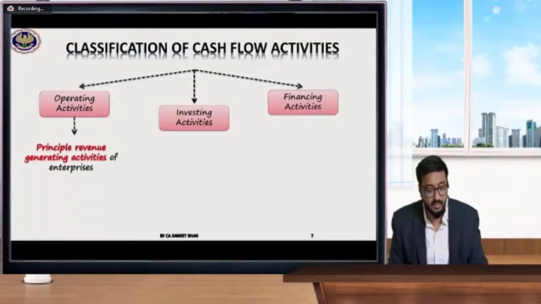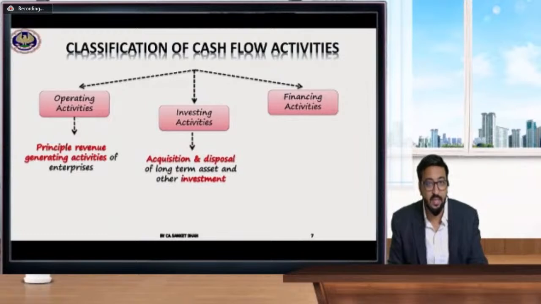Operating activities means your principal revenue generating activity. Investing activity means you acquire and dispose of long-term assets or other investments. So if I purchase a building or plant and machinery, any investment, any asset I bought, it is investing activity. And financing activity is the composition of changes in your liabilities or capital. Liability or capital side is related to financing activity and asset side is related to investing activity. In simple language, you just have to check whether it is the asset side, then it comes under investing activity. If there is a change, it is investing activity, and financing activity is separate.